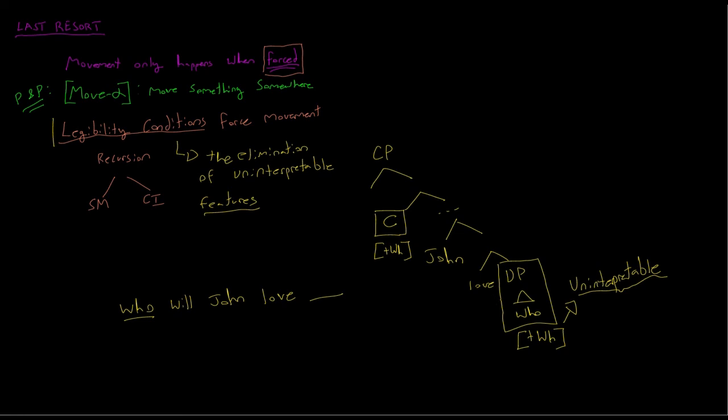So in this case, the DP who must move to the specifier of CP in order for this WH feature, let me just change colors here, for this WH feature to be checked against this WH feature. And once those are checked, once the uninterpretable features are checked, then they get deleted. And once they're deleted, we've satisfied the legibility conditions. Or rather, the one legibility condition. In this case, for a WH phrase, there's this uninterpretable WH feature on who, and this WH feature on C, which is also uninterpretable, and in order for those to be eliminated, they must enter into this specifier head configuration.